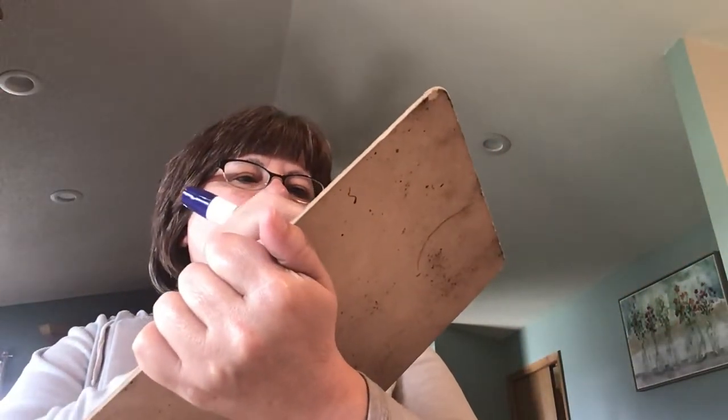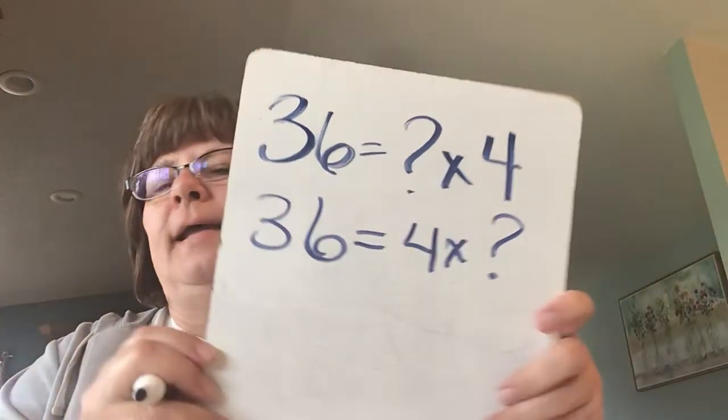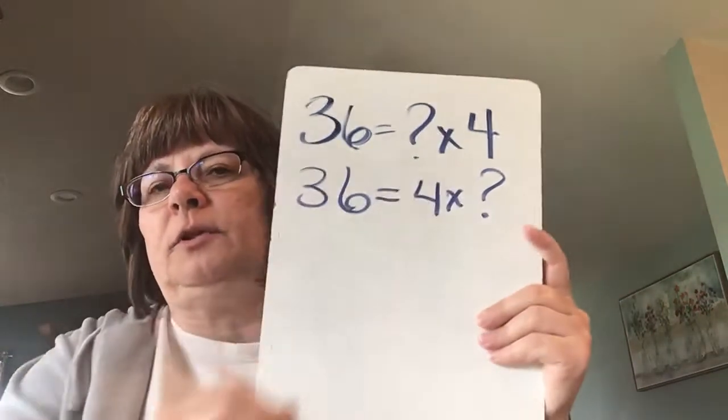36 equals 4 times something. And don't freak out because this is at the beginning. It doesn't matter. We could move this to the end and then it would look like you've always seen it.